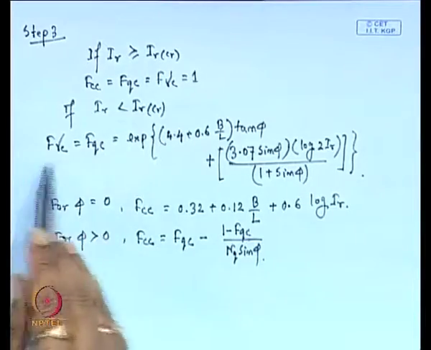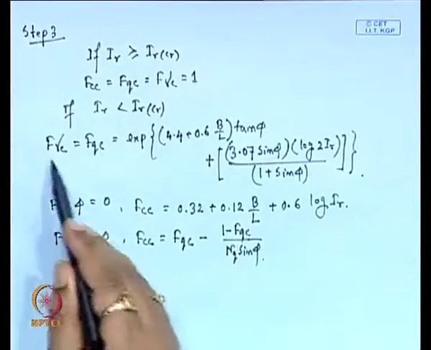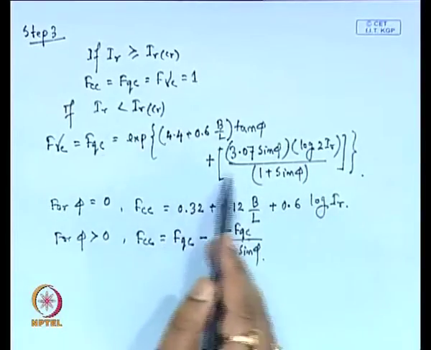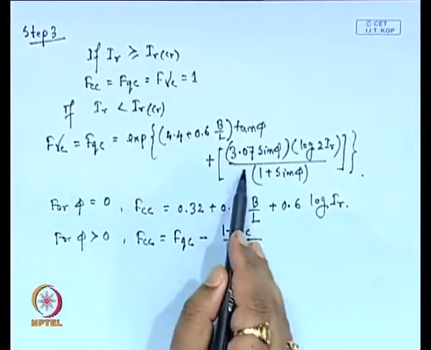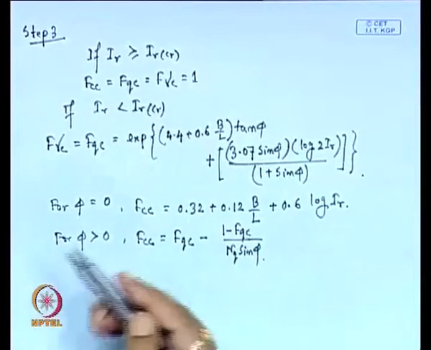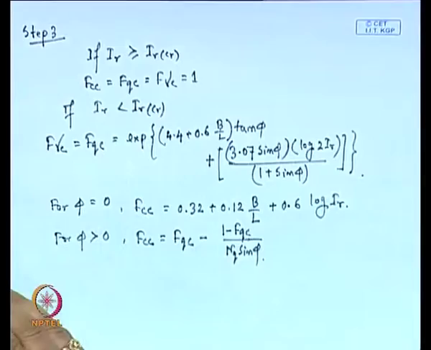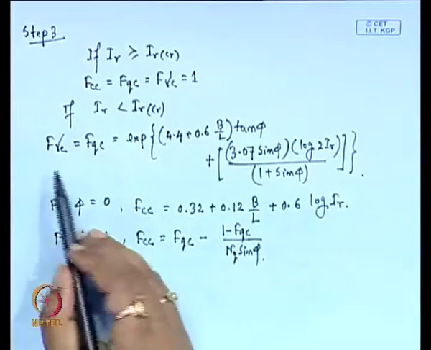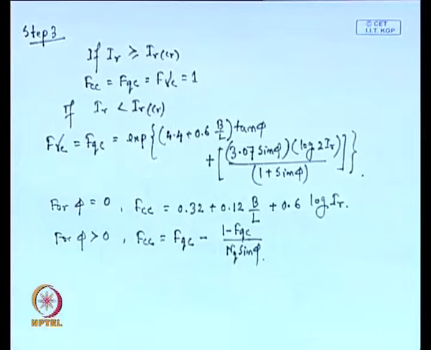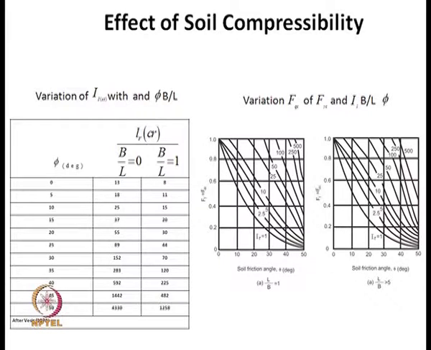Now, for this FQC and F gamma C, expressions for different conditions are present. Either we can use this expression or the table that I am going to show you. By using these tables also we can determine this FQC and F gamma C. Now, this is the table that presents the variation of FQC. These are the two tables, where this one is for L by B equal to 5 and this one is for L by B greater than 5.